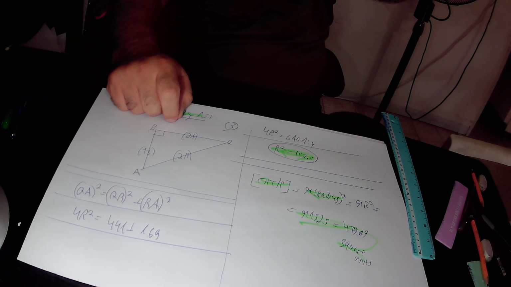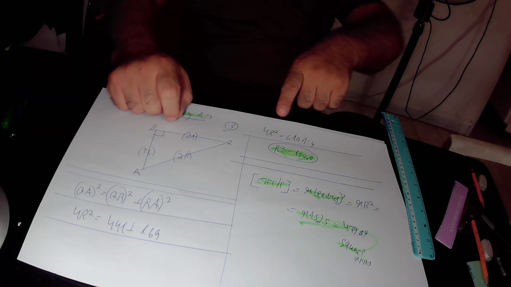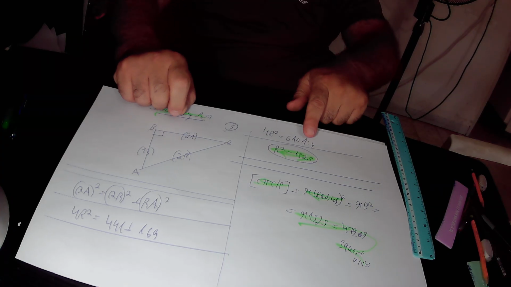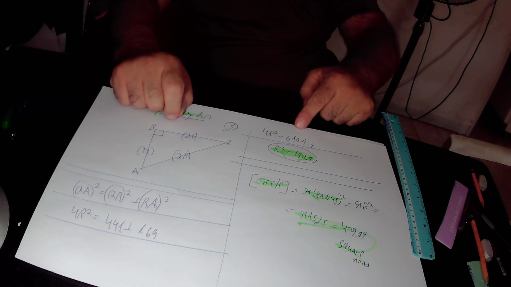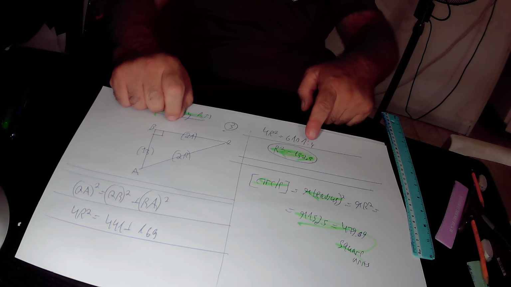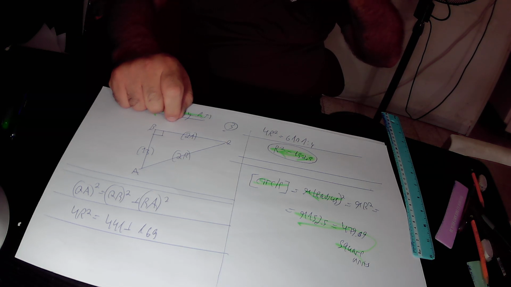So 4r squared equals 441 plus 169, which is 610. So 4r squared equals 610. Here we divide this equation by 4 and find that r squared equals 610 over 4, that is 152.5. So r squared equals 152.5.